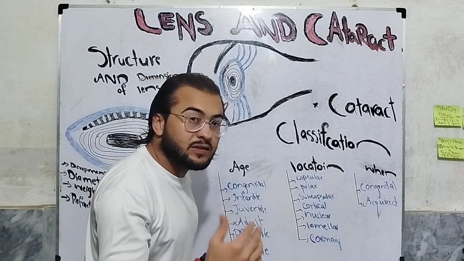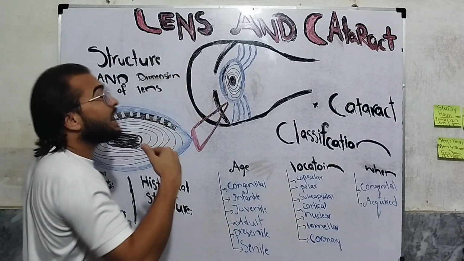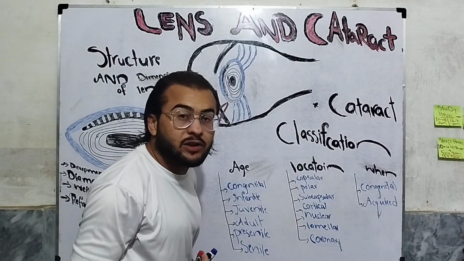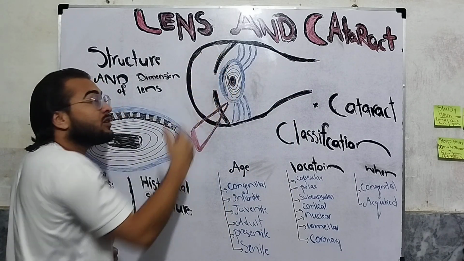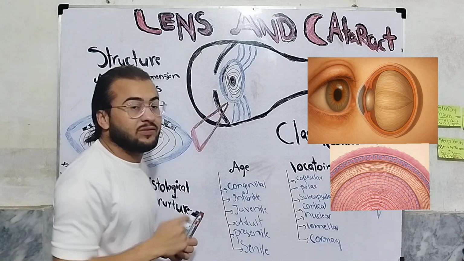As we have started the series of eye, now in this series we have reached the chapter lens and cataract. So before moving to the details and pathology of cataract, we should have the basic knowledge of the dimension and histological structure of the lens. Okay. So what is lens?